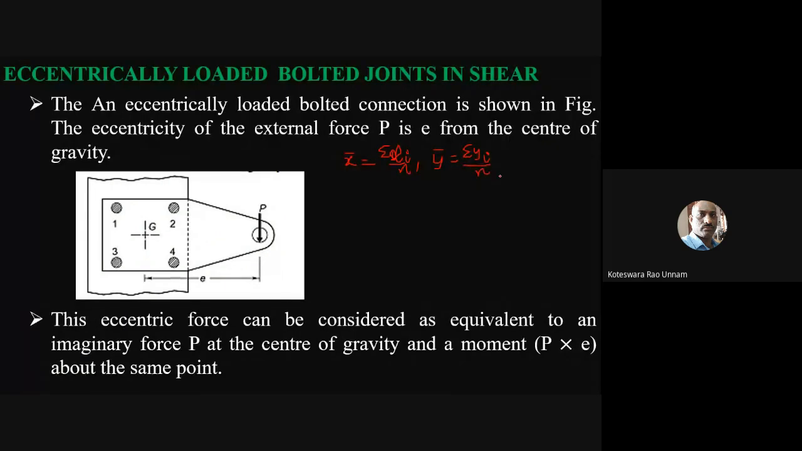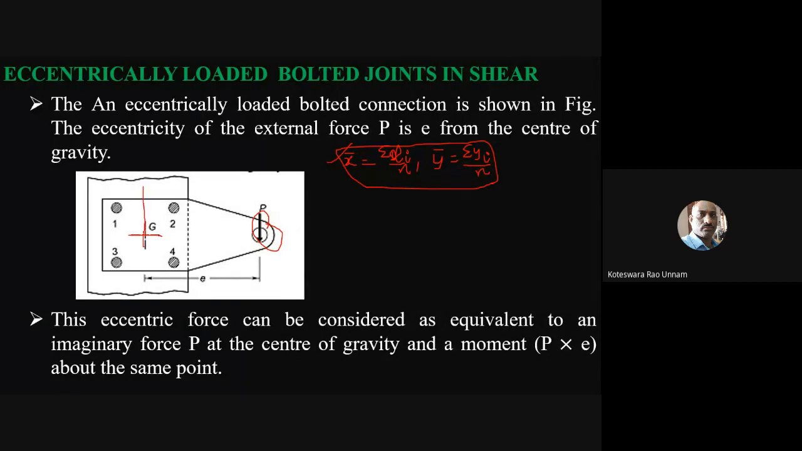If you don't know these formulas, they are available in your data book. Clearly they have given these formulas, so you can take them from the data book. Once you identify the center of gravity of the bolt system, we need to look at whether this load is passing through the centroid or not. Here it is definitely not. It is not passing through the centroid.